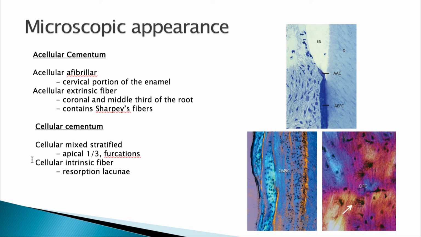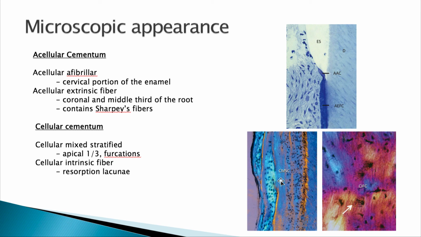If you look to the right in the left panel, this unstained, undecalcified ground section viewed under polarized light demonstrates the structure of cellular mixed stratified cementum. You can see it consists of alternating layers of acellular as well as cellular cementum. The acellular is extrinsic fiber cementum, while the cellular is intrinsic fiber cementum.